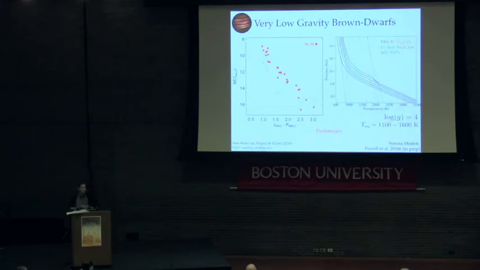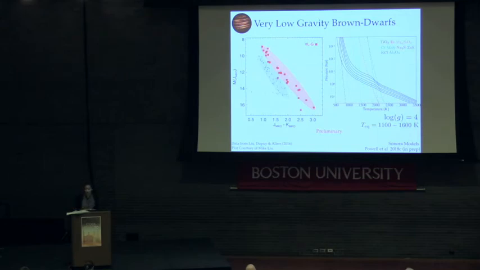Okay, now let's transition to brown dwarfs. So on the left here, I'm showing a color magnitude diagram. In gray, I've highlighted the standard sequence of M and L-type dwarfs. And now in red, I'm highlighting a more recently discovered sequence of very low gravity objects, which is distinct and redder than the sequence for field objects.